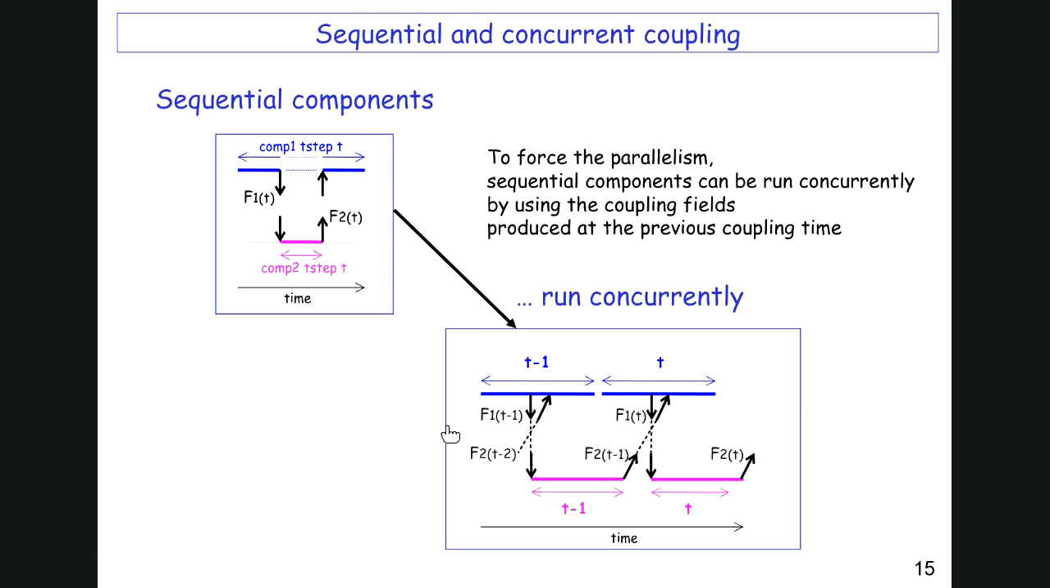Of course, if you allow your component to use some information delivered at the previous coupling time step, you have to make sure that the physics you are modeling or the science that you are doing allows this, that you're not doing anything really foolish by doing this. But you have to remember that even if you have components that are naturally sequential, you can force them to run concurrently by playing on the lags of the different coupling fields.